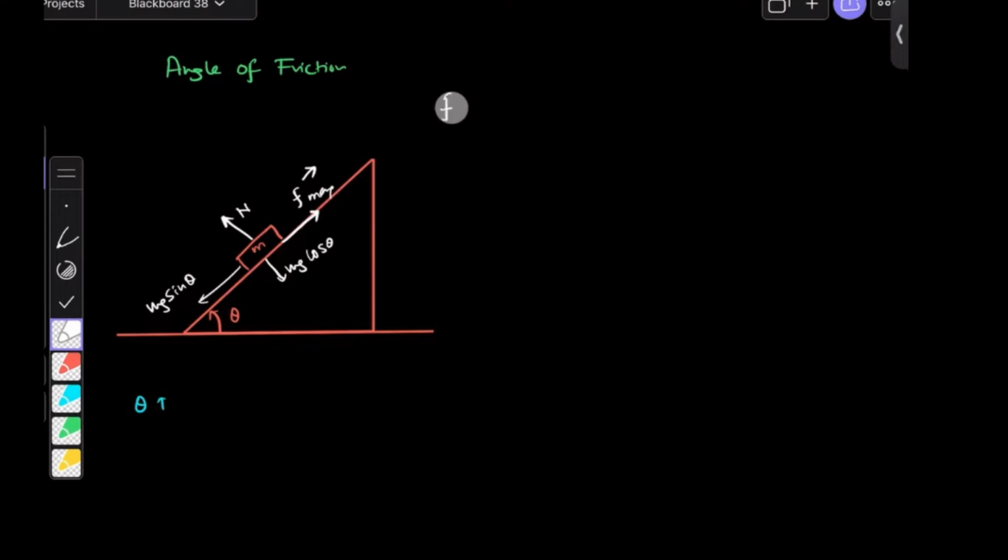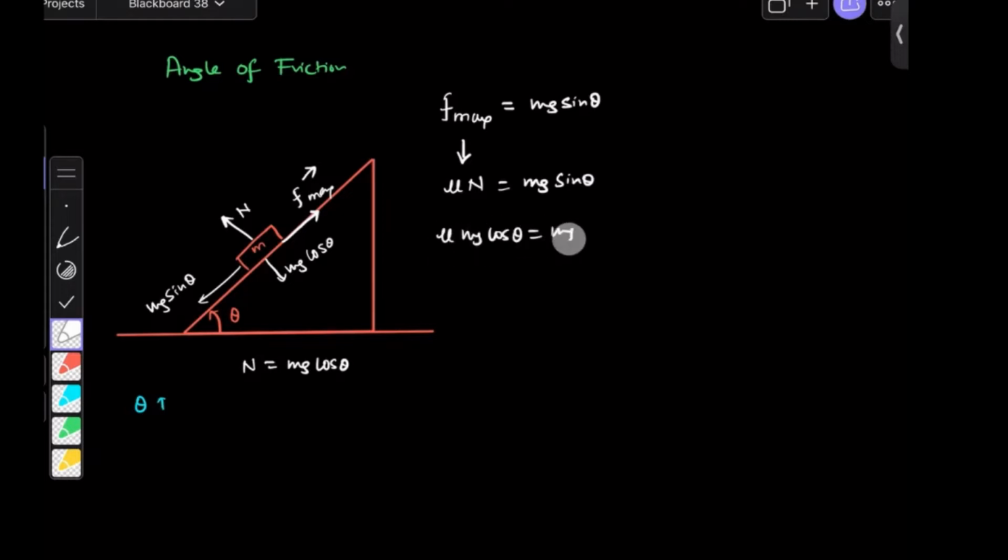In that case, the maximum friction force is going to be equal to mg sin theta. And we know that the maximum friction force is mu times the normal contact force. The normal contact force is mg cos theta. So mu N equals mg sin theta, which is mu mg cos theta. Simplifying it, we get tan theta equals mu. And this angle theta is called the angle of friction.